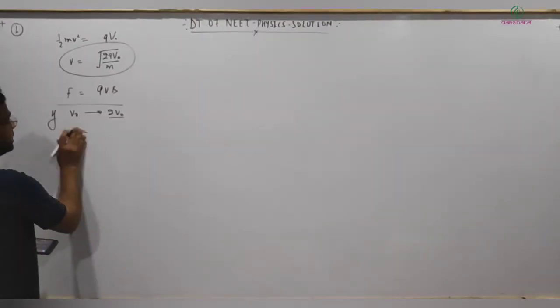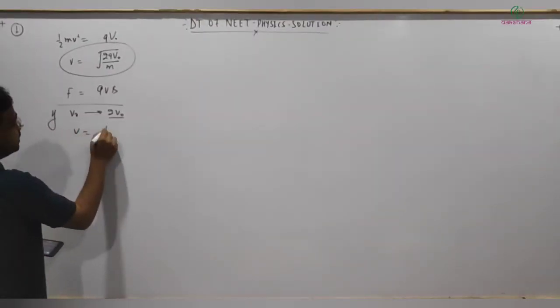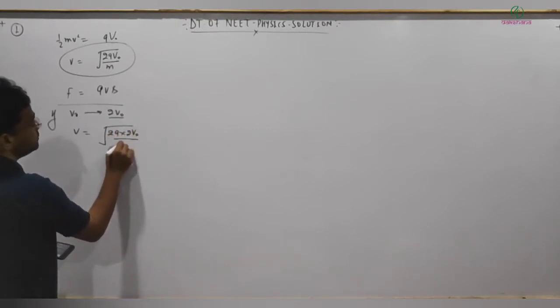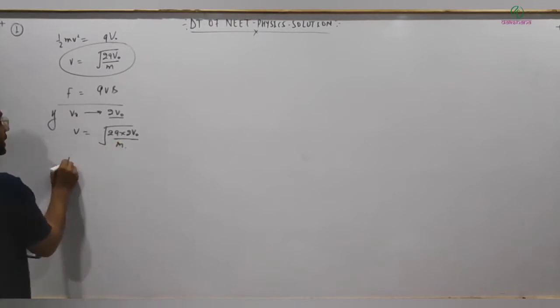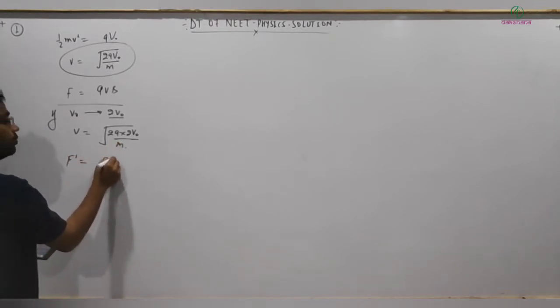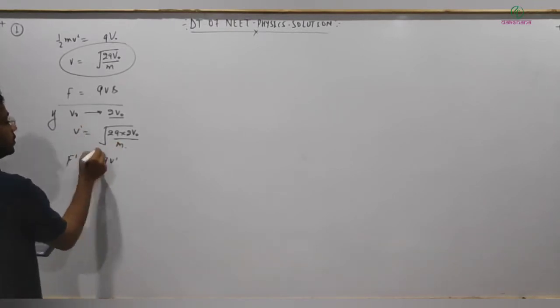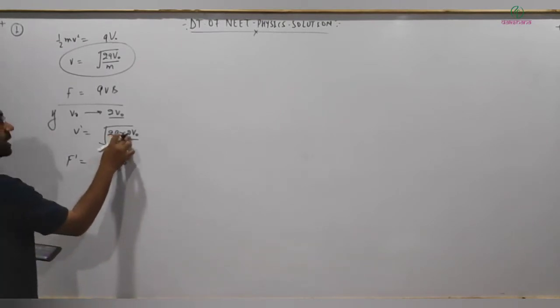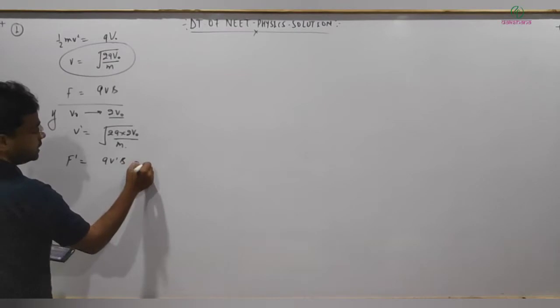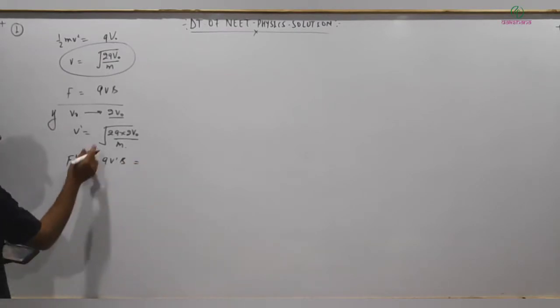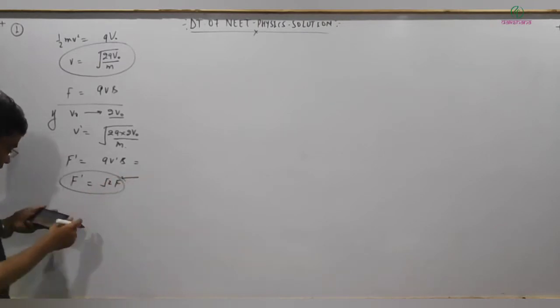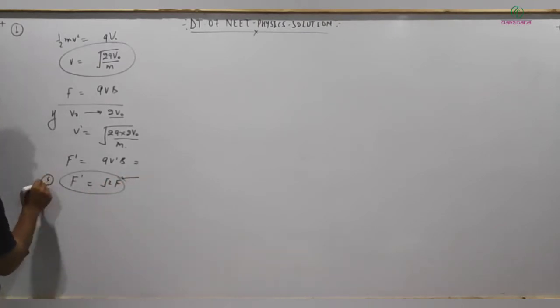The speed will become under root 2q into 2V naught divided by m, and then F prime will be q v prime into B. So you can see F prime is directly proportional to v prime, and simplifying, F prime is equal to root 2 times F. So your answer matches with option 3.